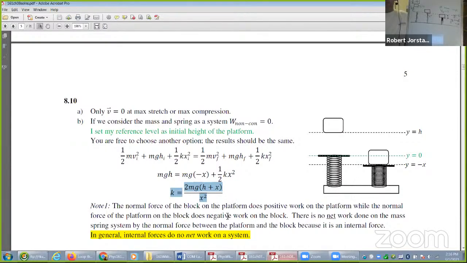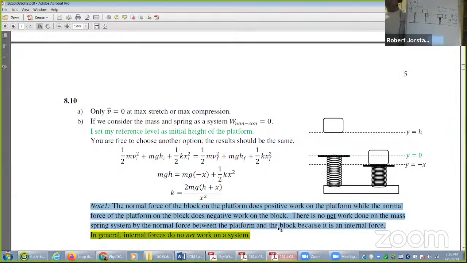And then here's a weird little note. You might be worried about the normal force, right? The normal force between the block and the platform is internal. So we don't have to worry about an internal work done by that normal force. Whew. So I'm going to go ahead and stop there. We could pick up here next time, but this just gives you an idea of where we're going with this.